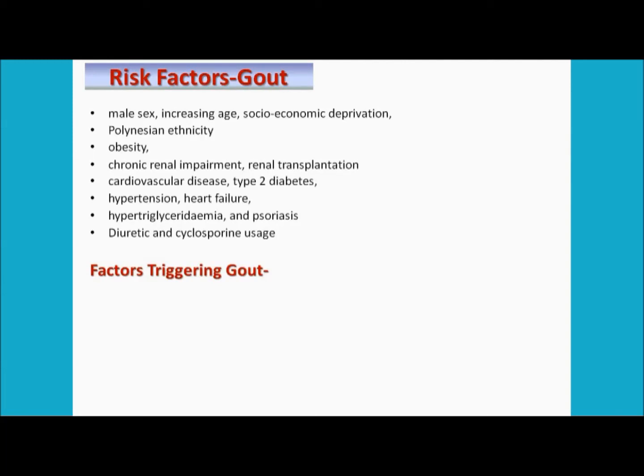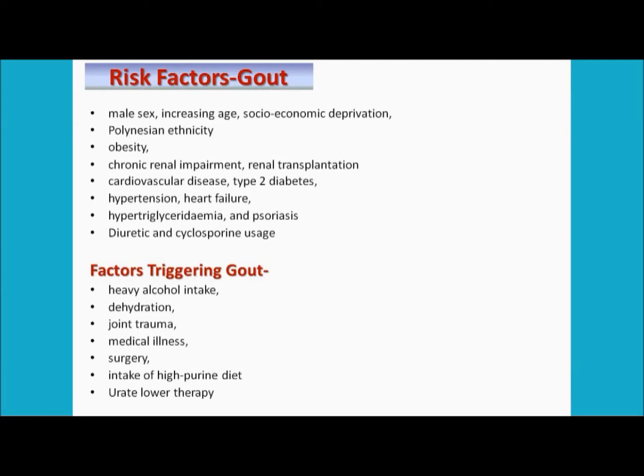Now what are the factors that trigger gout? First of all, heavy alcohol intake. We have already discussed alcohol intake in combined hyperuricemia, right? Combined factors. So heavy alcohol intake. Next, dehydration. These factors trigger gout. Next, trauma to the joint. Next, medical illness, surgery, intake of a high purine diet, urate lowering therapy. In such conditions, the chances of developing gout increase, or it triggers and worsens the condition.